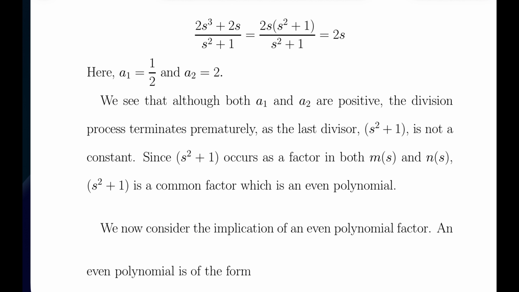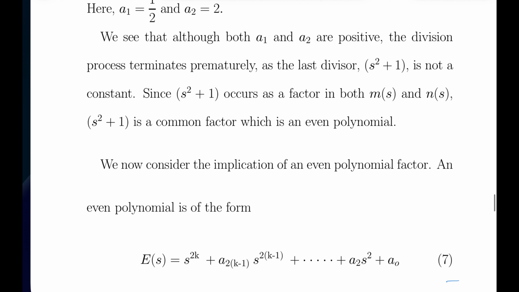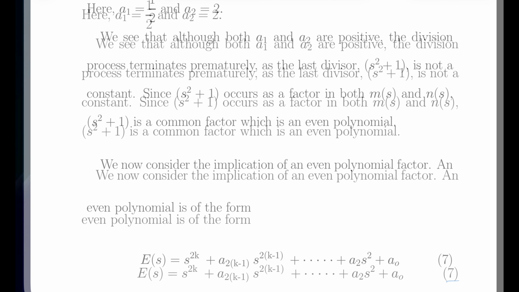Since s square plus 1 occurs as a factor in both ms and ns, s square plus 1 is a common factor, which is an even polynomial. We now consider the implication of an even polynomial factor. An even polynomial is of the form es equal to s to the power 2k plus a 2k minus 1, s to the power 2k minus 1 plus so on and so forth plus a2 s square plus a naught.